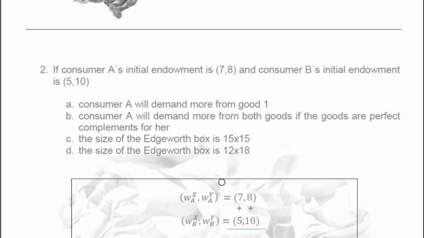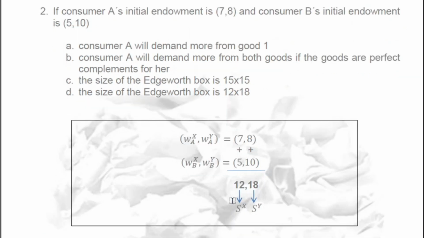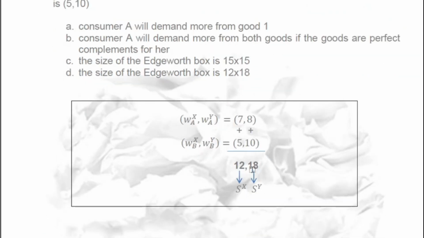And about the size of the Edgeworth box, consumer A has 7 units of good X, and consumer B has 5 units of good X, so 7 plus 5 are 12 units of good X, and for good Y, sorry, they have 18. So clearly it is D.